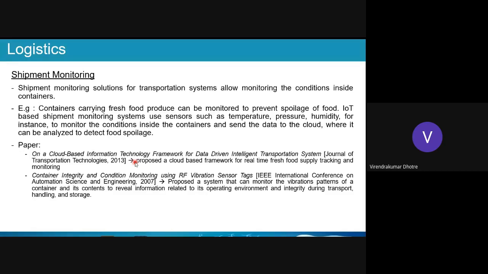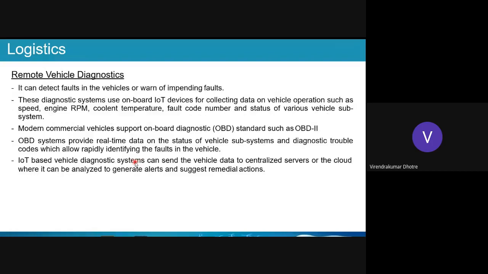So there will be temperature sensors, pressure sensors, and humidity sensors, and using all these sensors we are monitoring the conditions inside the containers and sending the data to the cloud. In the cloud we analyze all this data and detect where there are problems or spoilage, and we can stop that spoilage of products or foods. Especially I'm talking about fresh vegetables. So such shipment monitoring we can also do using IoT.